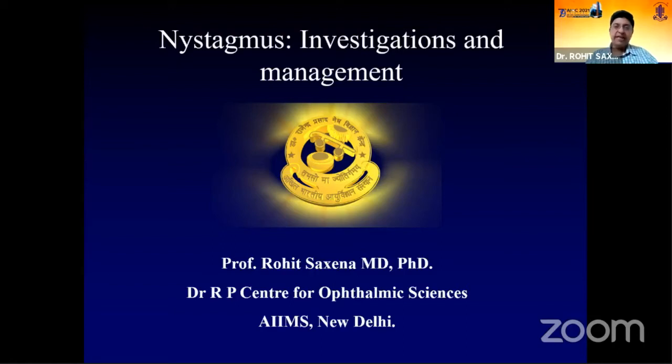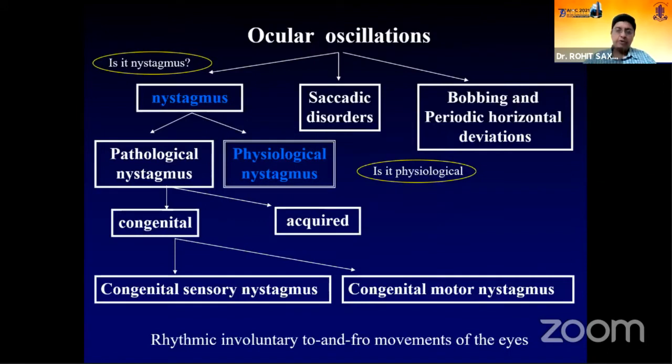So we'll quickly try and cover a very, very complicated topic of nystagmus. And whenever you come across a child presenting with ocular oscillations, my first question would be, is it nystagmus? Because you need to differentiate it from many other disorders like periodic horizontal deviation, saccades, even eye bobbing or nystagmoid movements, what we call.